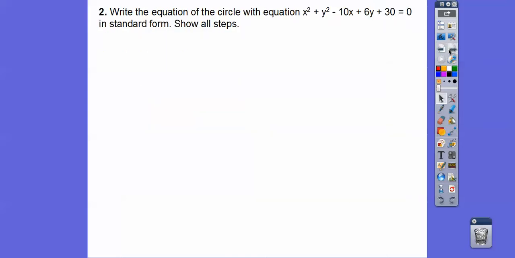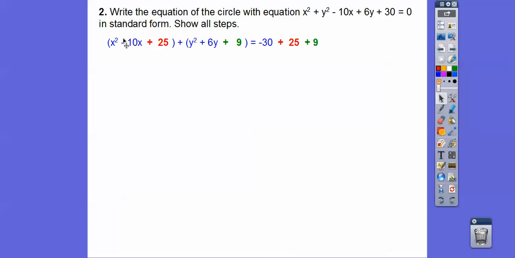Okay, all right, write an equation of the circle with this equation. What we have to do is group the x's together and the y's together and throw the number on the other side, so it's -30. Then we take half of 10, which is 5, and square that. So 5 squared is 25, so we're going to add 25 here, and to balance out this equal sign, we've got to add 25 to that side. Half of 6 is 3, 3 squared is 9, so we're going to add 9 here, and to balance it out, we're going to add 9 to that side.